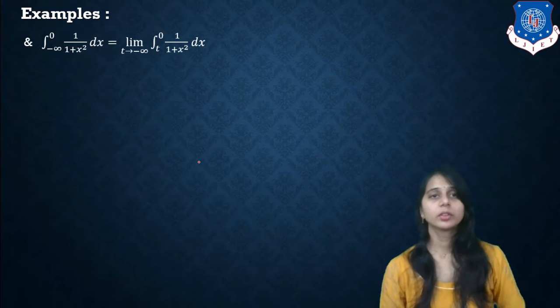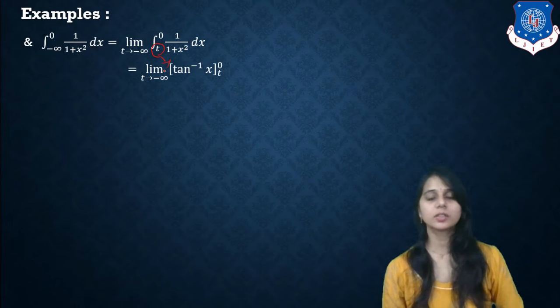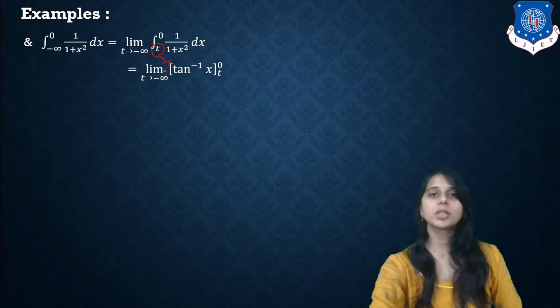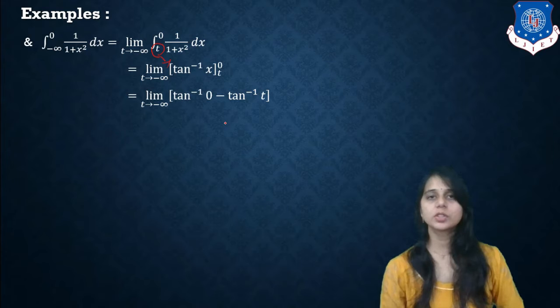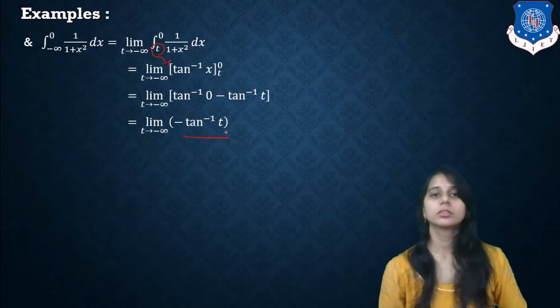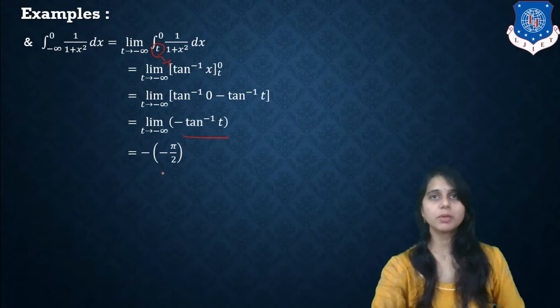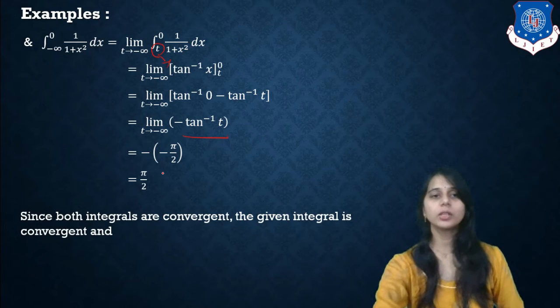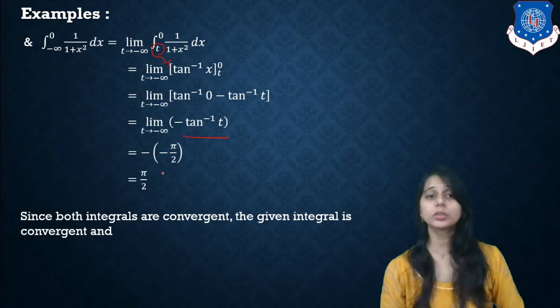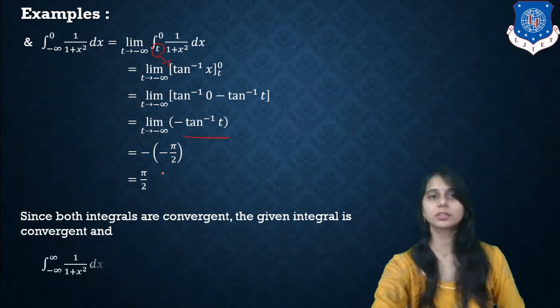For the second one, we take t tends to minus infinity and replace minus infinity by t. Again tan inverse x, lower limit t, upper limit 0. So it is tan inverse 0 minus tan inverse t. It is minus tan inverse t, which is minus of minus pi by 2. So the answer is pi by 2. We add the values pi by 2 and pi by 2, and both are finite. So the given integral is convergent.